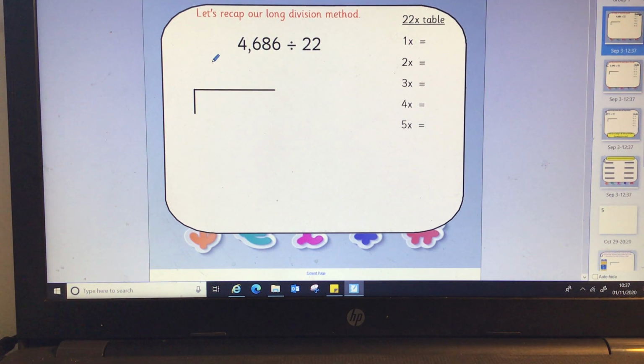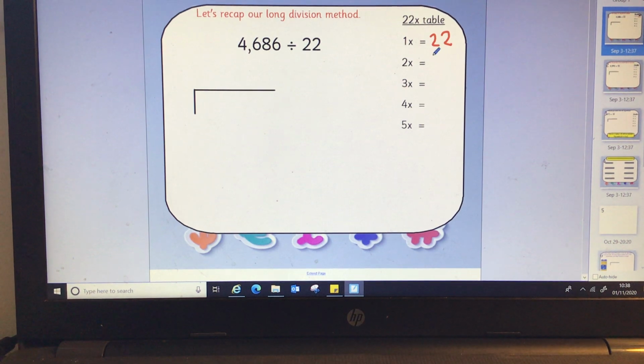So let's start by thinking about our long division method and just recapping. If we had a question like this, 4,686 divided by 22. We'd start by just putting down the first few numbers from our 22 times table. So one lot of 22, you'll have to excuse me because I'm using my mouse to draw the numbers because I haven't got my pens on the whiteboard. So that will have to do.